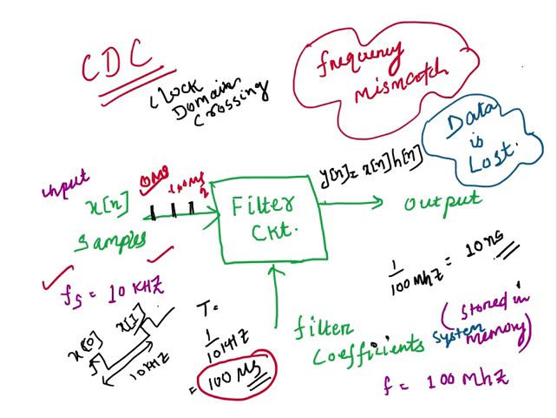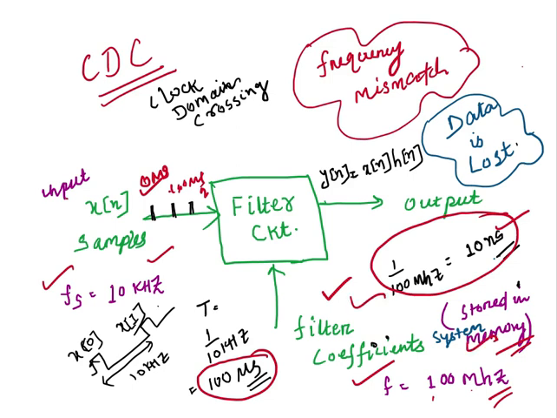Then the filter coefficients, this frequency is 100 megahertz, means this filter coefficient has been stored inside the system memory and the system works with this frequency, this 100 megahertz. This is a system clock. Okay. That means filter coefficient at 100 megahertz means every 10 nanosecond we are retrieving this filter coefficient from the memory. That means we are reading this filter coefficient every 10 nanosecond.